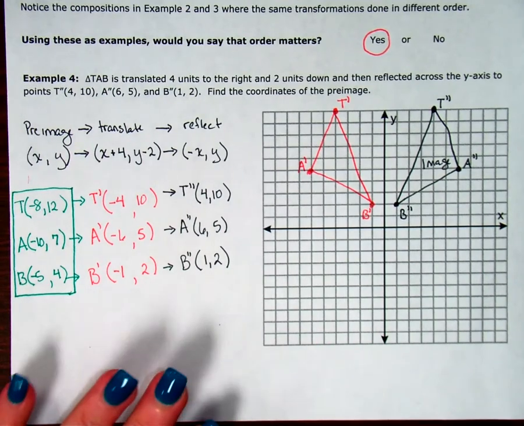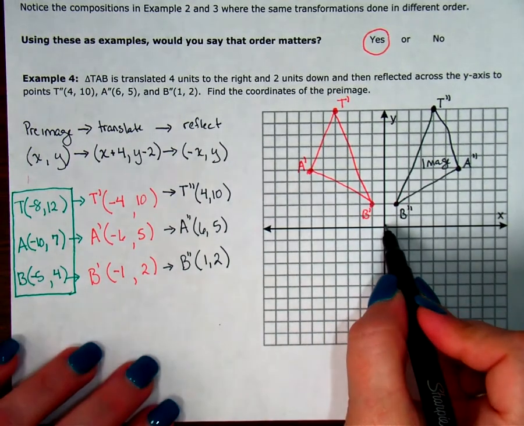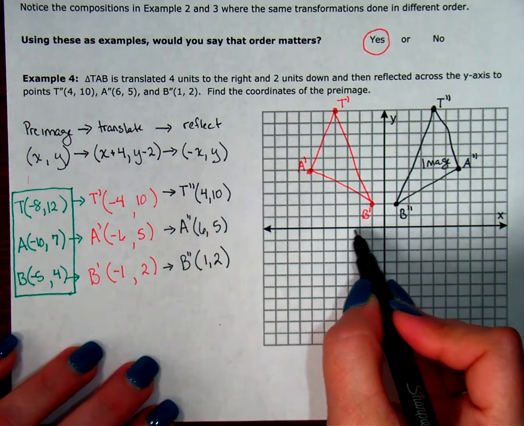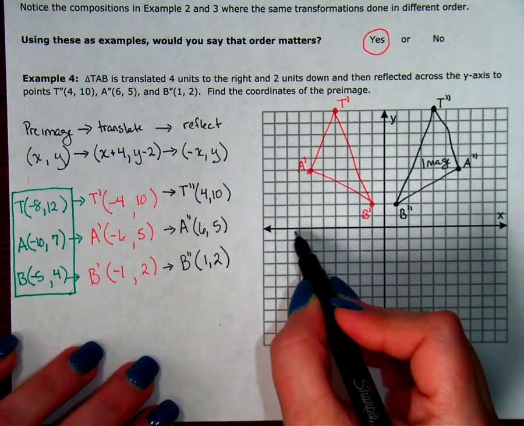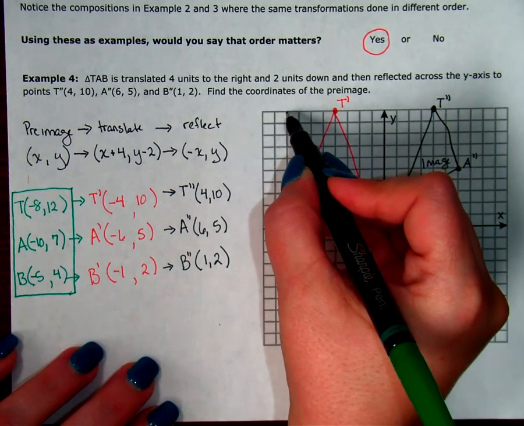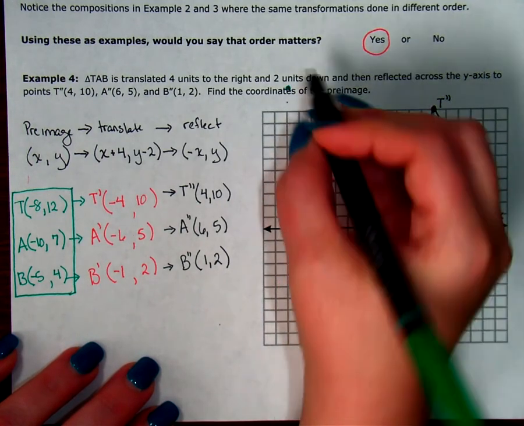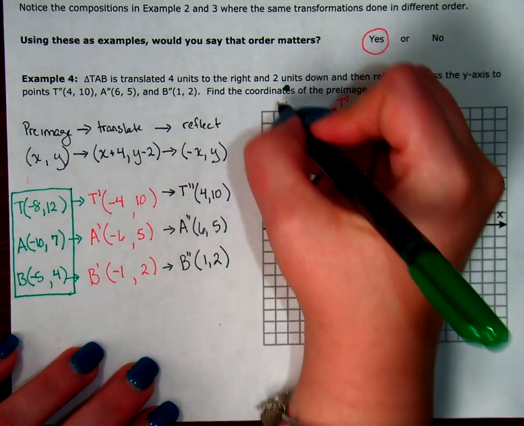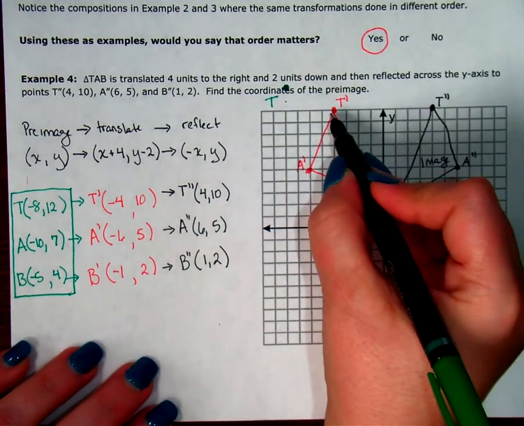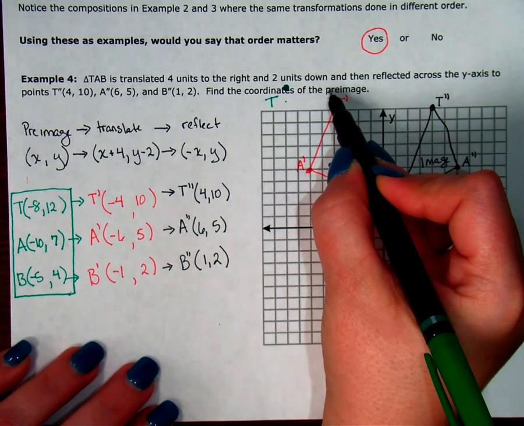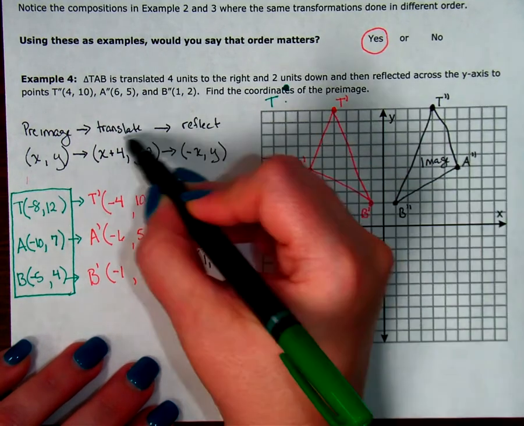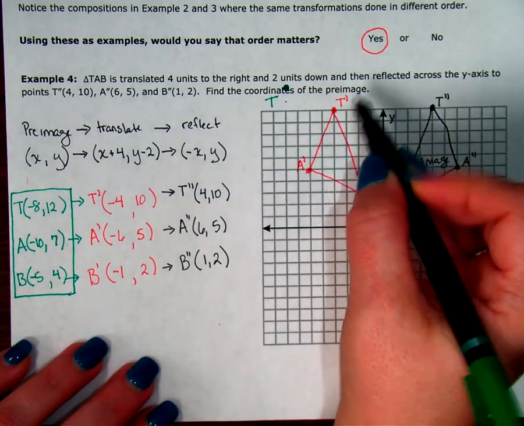So, I know one of them, at least T, is going to fall off my graph, but that's okay. Negative 8, 1, 2, 3, 4, 5, 6, 7, 8. I know this is 10, 11, 12. So it's going to be right here, above the E. This is where my point T is going to be. And notice it's to the right 4 and down 2 to translate to my T prime.